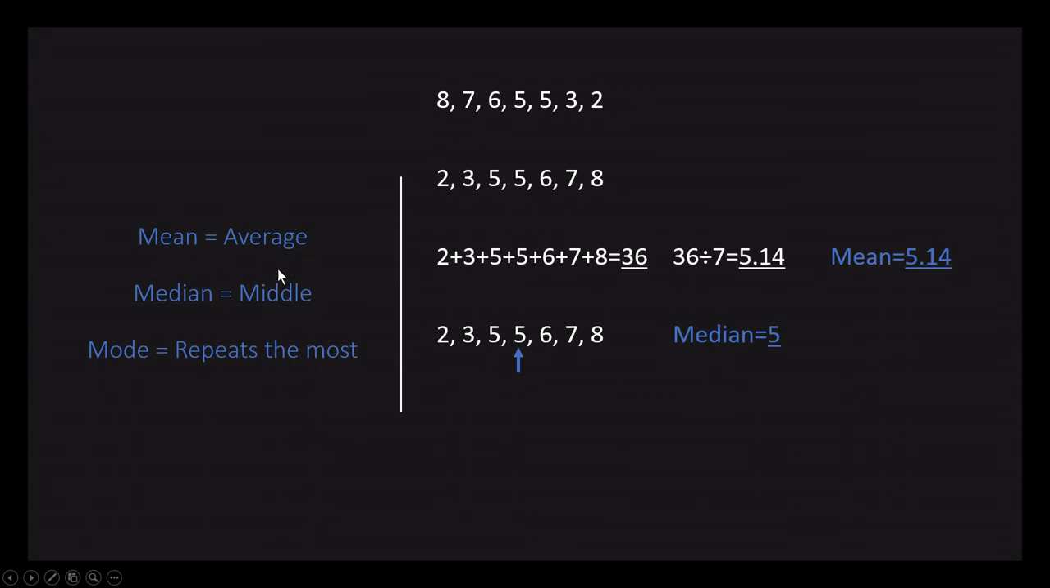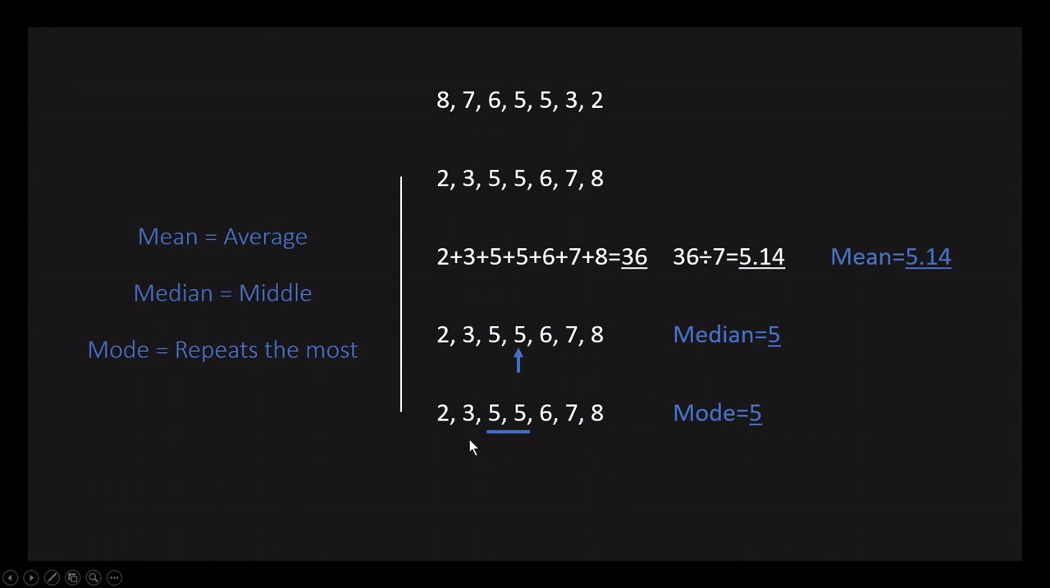Now let us calculate the mode. The mode is very simple. All I have to do is look at my numbers and see the number that repeats itself the most times, and in this case it is the number 5, and therefore the number 5 is my mode. For example, what if I have two number 5s and two number 6s? Then I have two modes.